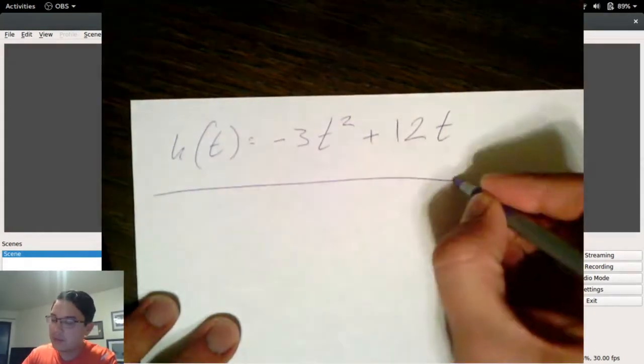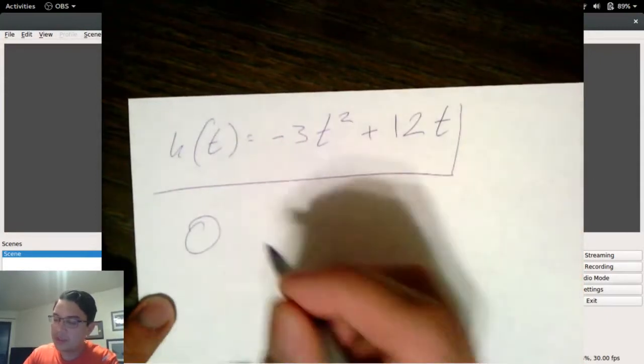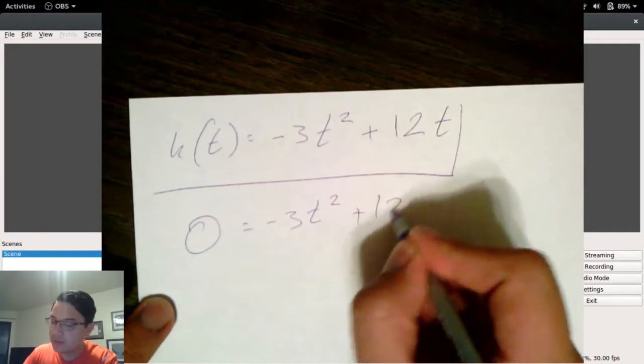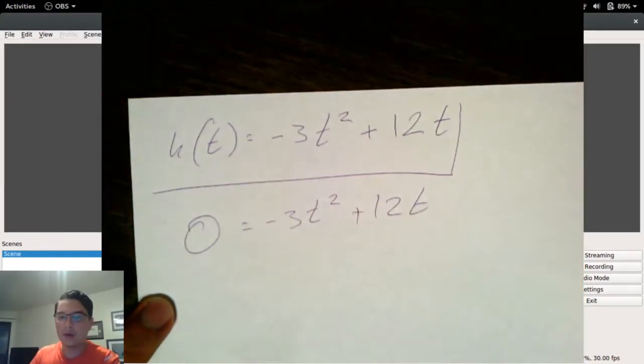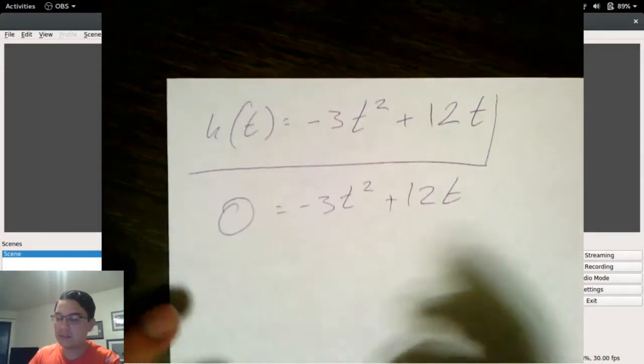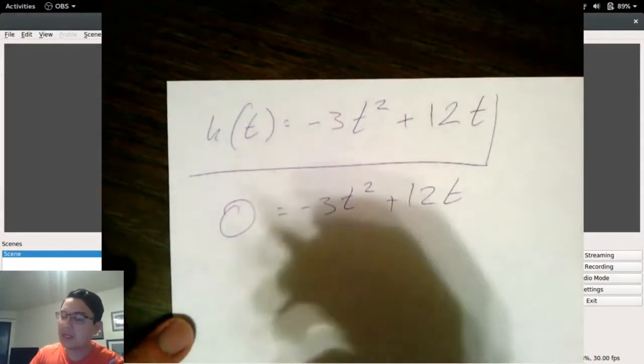So this is the function we're working with. We'll set it equal to 0. I have negative 3t squared plus 12t. And you guys can skip ahead or speed it up or whatever you need to if you understand how to do this part. You should know how to do this. This is some Algebra 2 content at this point.